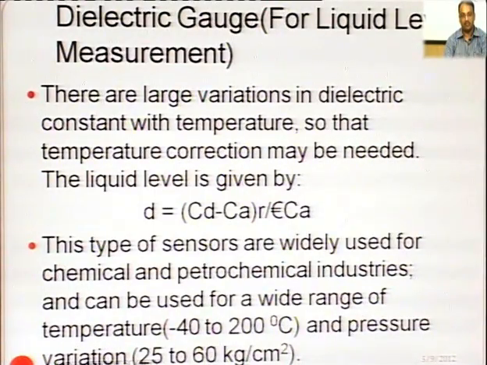This type of sensor is widely used in chemical and petrochemical industries and can be used for a wide range of temperature, that is -40 to 200 degrees centigrade, and pressure variation, that is 25 to 60 kg per centimeter square.